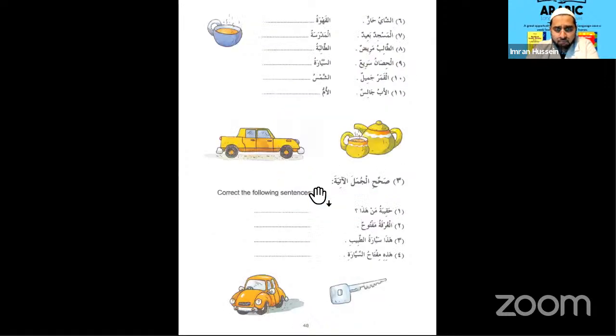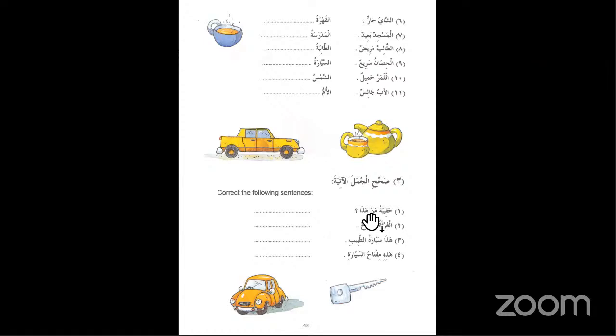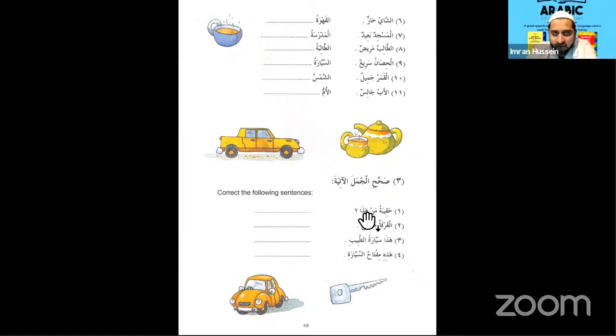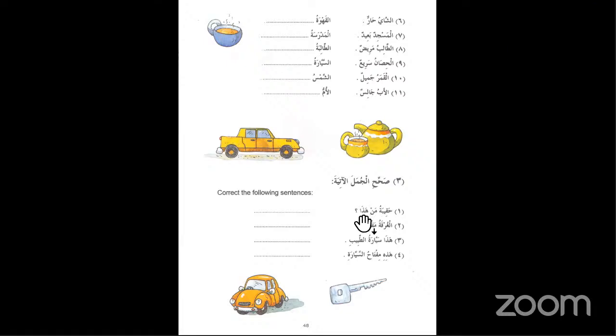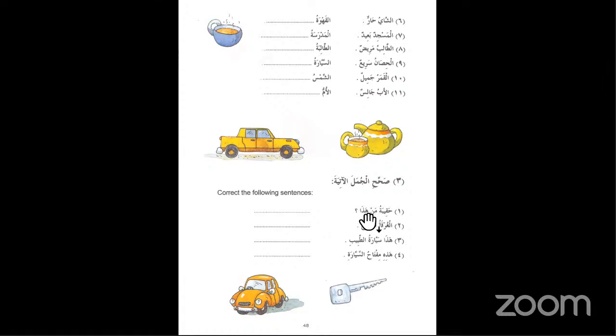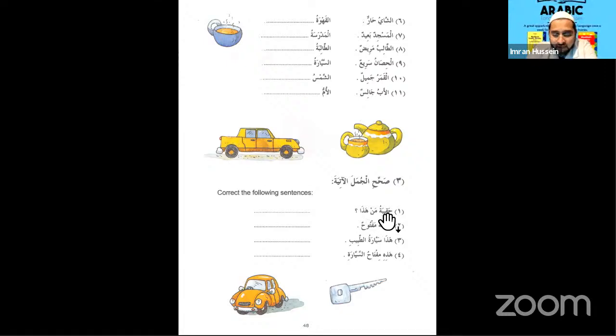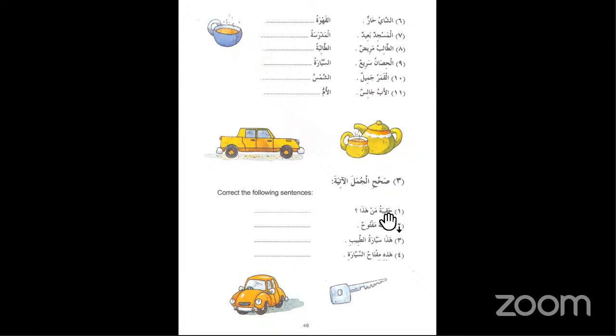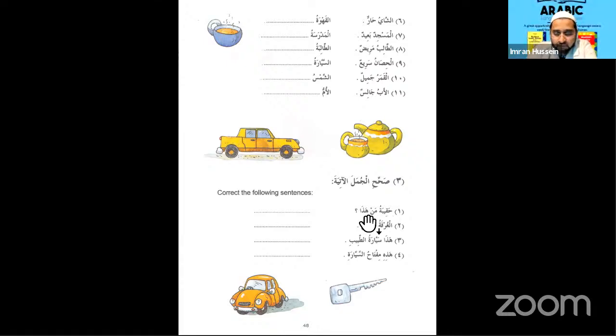So the reason why I asked this question is over here now. It says, Farwa, correct the following sentences. So here it says, hakibatu man hadha. Whose bag? There's a mistake. Yeah, hadha should be hadhihi. Exactly. Hakibatu man is mudaf ilay, and hadhihi is the khabar. So the khabar should always follow the hakiba. Hakiba is feminine. Perfect. Thank you for explaining that. So hakibatu man hadhihi.